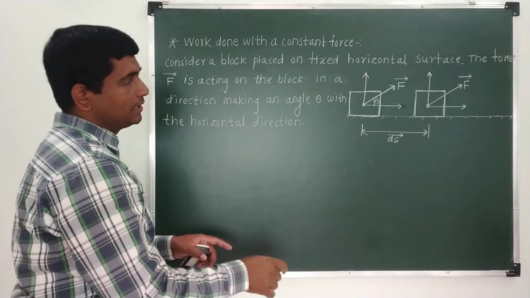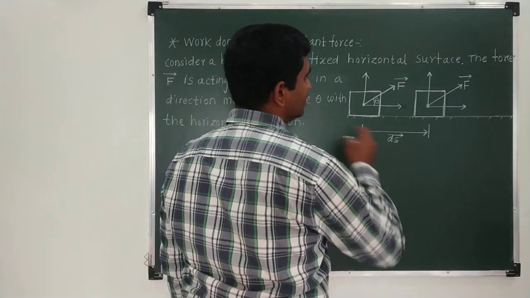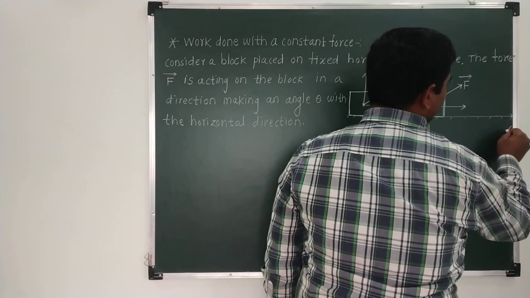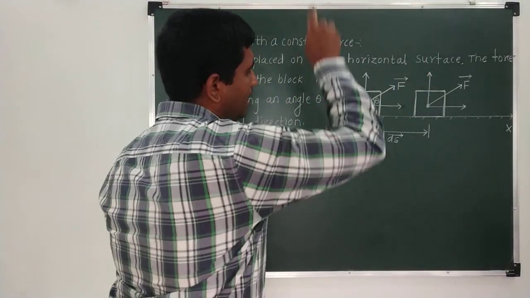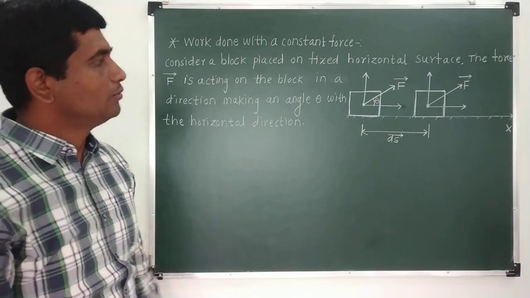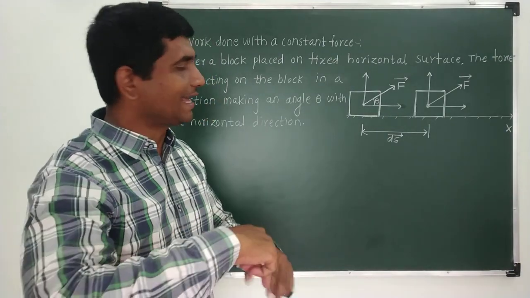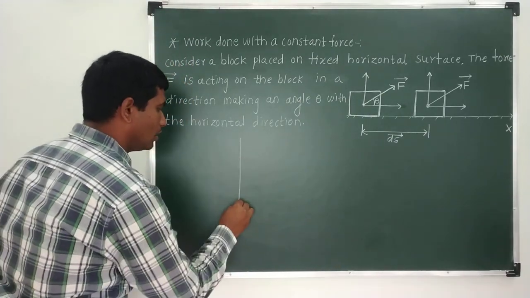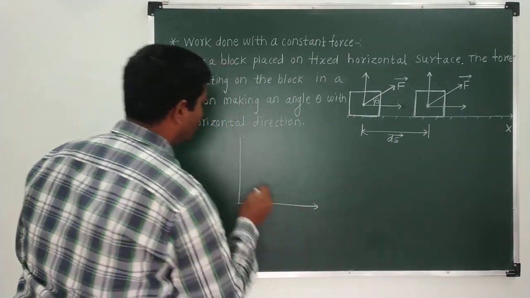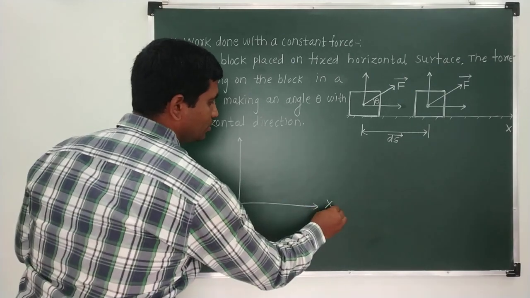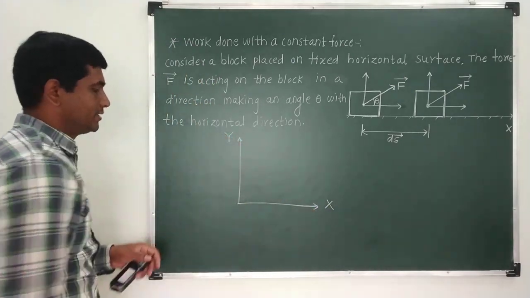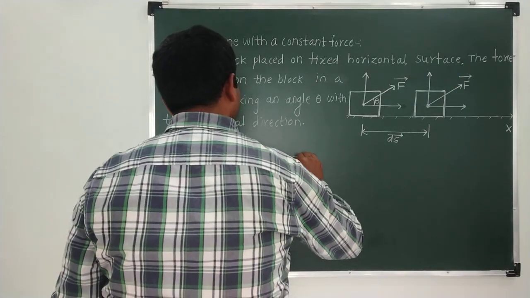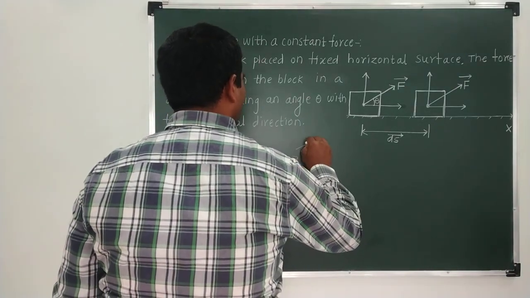Remember that I will consider the horizontal axis as the x-axis, and the vertical axis as the y-axis. Now we know that any vector can be resolved into its components. For the sake of clarity, I will draw this diagram in a bigger view over here. So let us say this is your x-axis, this is your y-axis. The force is acting in this direction. So let us say this is your F bar.